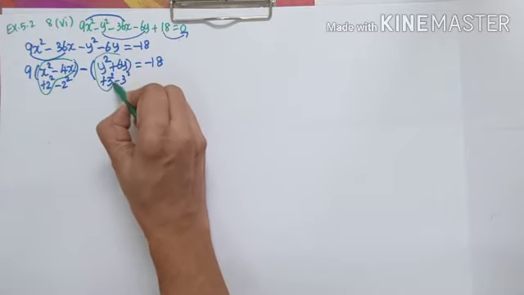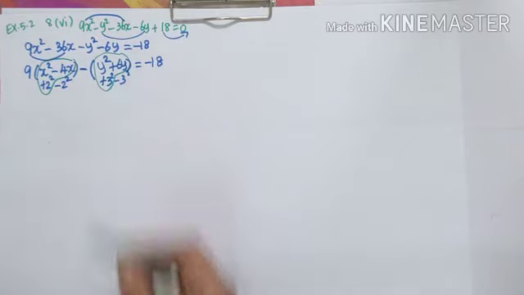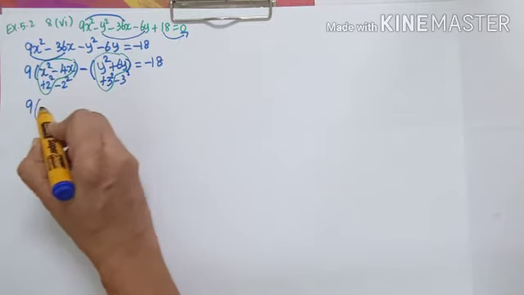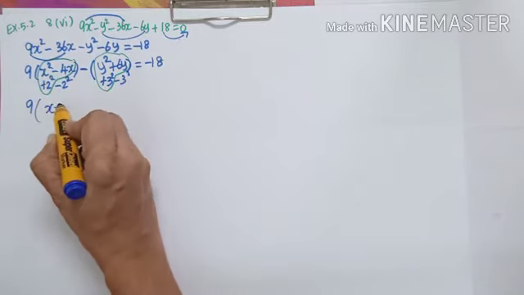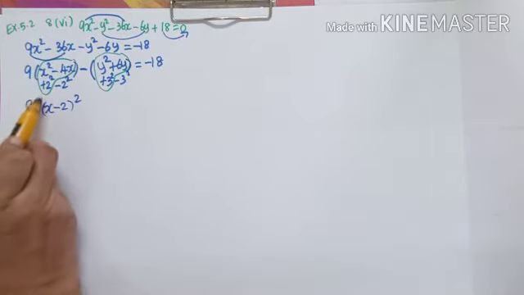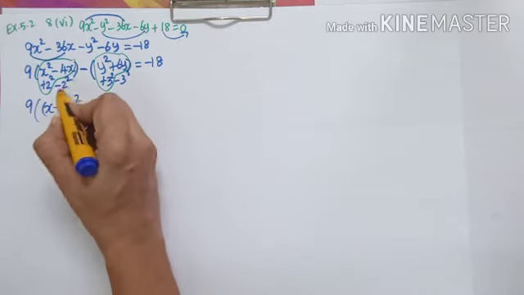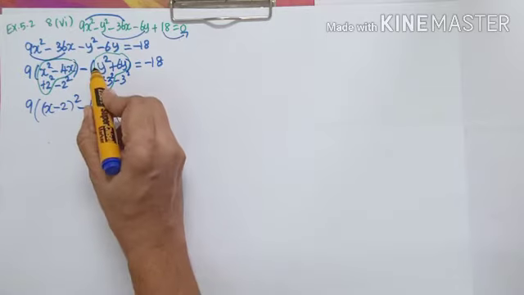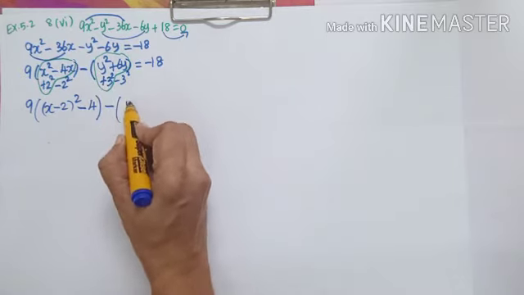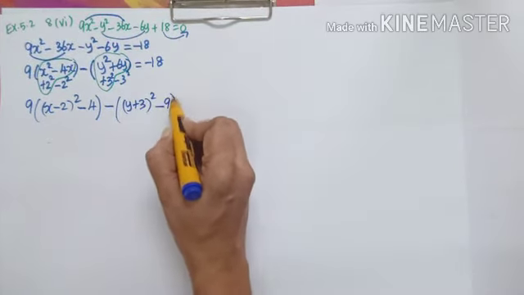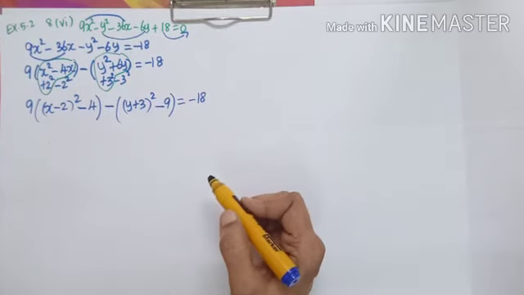Same way, this is a square plus 2ab plus b square pattern, which I will rewrite as 9 as it is, and these three together, x minus 2 the whole square, a minus b the whole square, minus 2 square gives me 4, minus again here a plus b the whole square, y plus 3 the whole square, minus 3 square is 9, that is equal to minus 18.